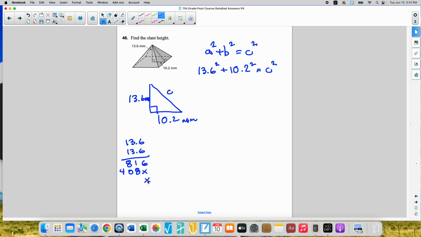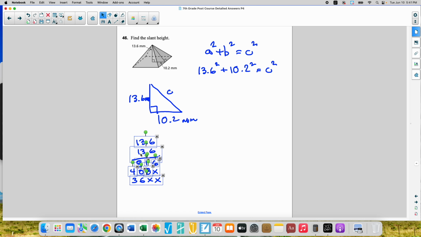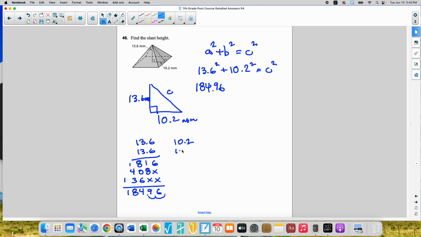And now we move another decimal place. So you have 1 times 6, 1 times 3, and 1 times 1. Now we're going to add up the columns. That's 6. That's 9. That's 14. That's 8. And that's 1. And we have 2 decimal places, so I'm going to move my decimal point 2 places. So we're going to get 184.96.